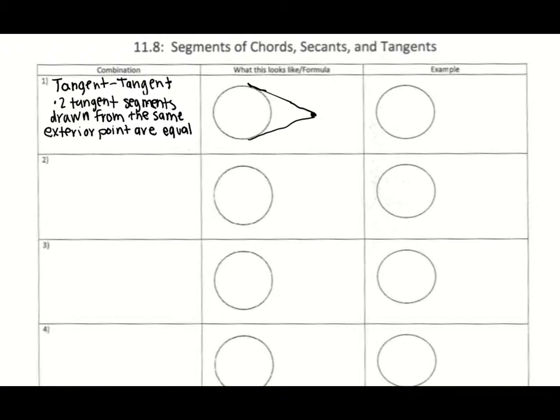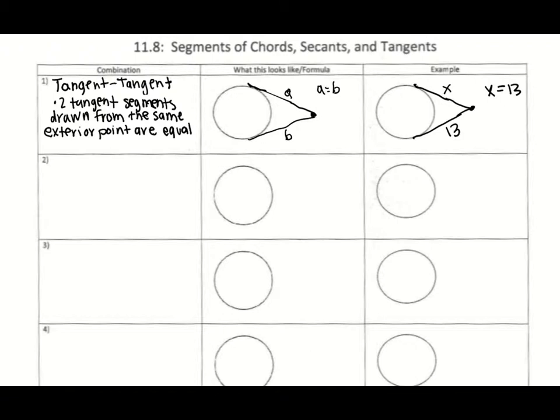Remember, tangent means the line hits our circle at one point. So if we call this tangent line A and this tangent line B, in this case, when we have tangent, tangent, that means A is going to equal B. So if in our example we had something that looked like this, if we knew this part was 13 and this was x, we know that x equals 13 if those are both tangent lines.